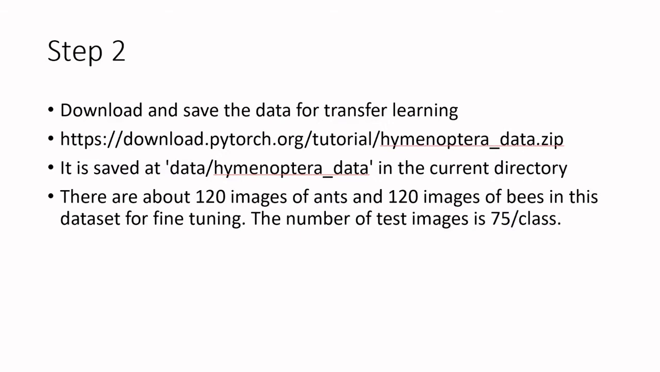And if we browse through the data, you will find that there are about 120 images of ants and 120 images of bees. And these images are for fine-tuning or for training, you can say. And then there is another set of images, 75 per class. And these are for validation or test images.